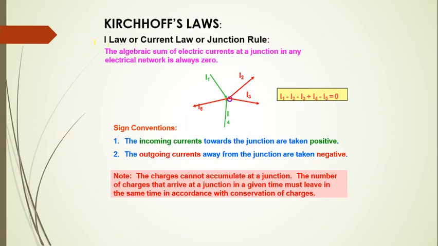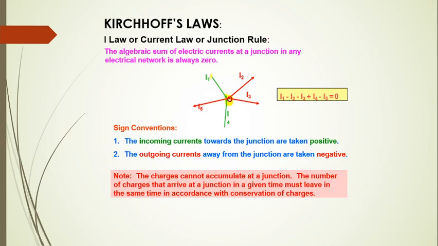And there are two laws. First law is known as the junction rule, law of current. The statement is: the algebraic sum of the currents at a junction in any electrical network is always zero. Junction means this point, look here, and the sum of the currents at this junction is equal to zero.